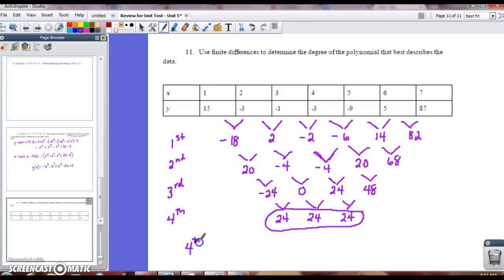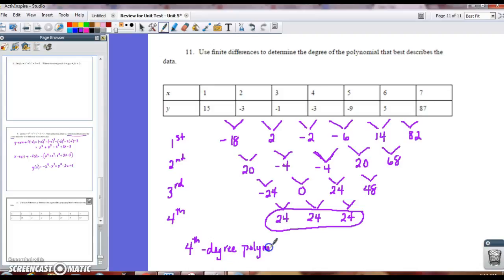That's the answer that I'm looking for. I don't need any special name or anything like that. I think they use names like cubic and quartic and all those different things. I don't need that. Just give me the number. So fourth degree polynomial. That's the answer that I'm looking for there.